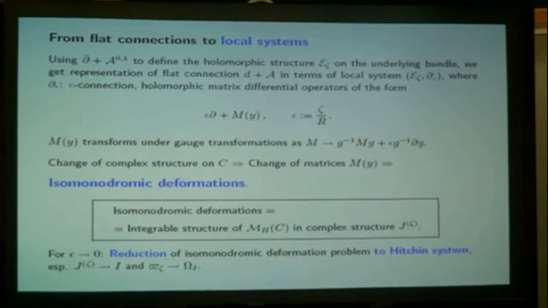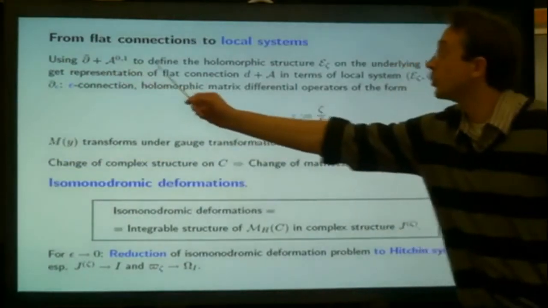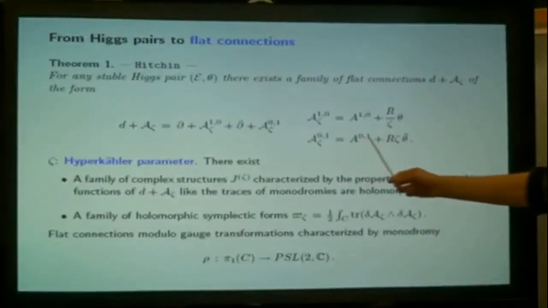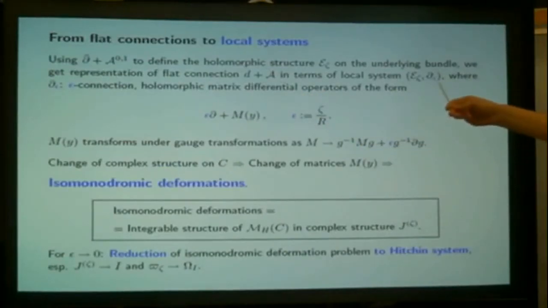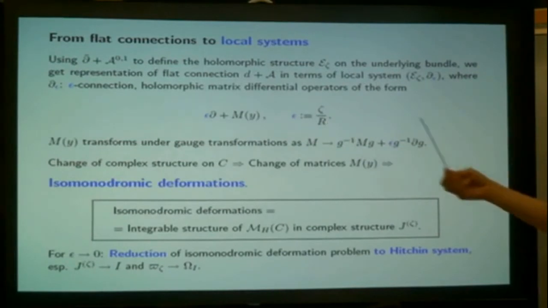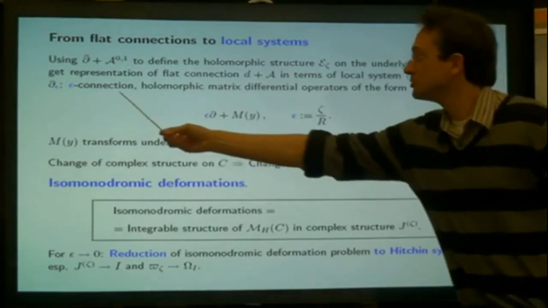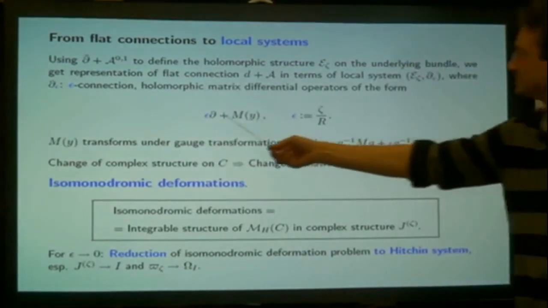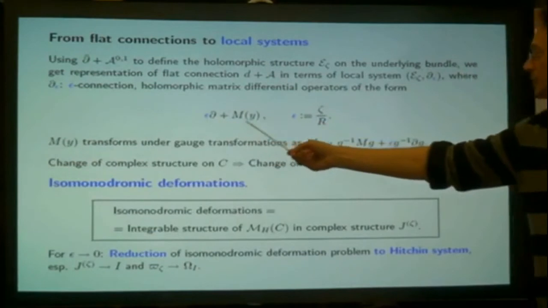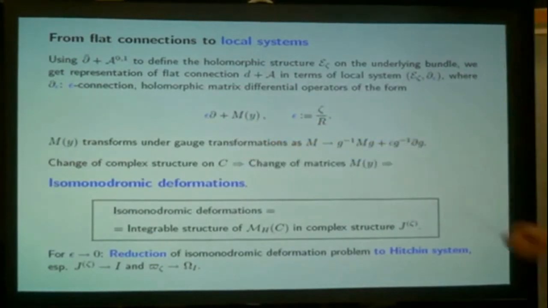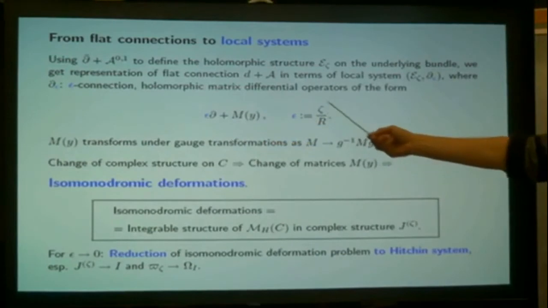Next step: from flat connections to local systems. We want a holomorphic description of the space. We can use del bar plus A^{0,1}, which is built out of the connection and the Higgs field, to define a new holomorphic structure called A_zeta on the underlying bundle. Then the flat connection is represented by the A^{1,0} part, or more conveniently we modify it slightly by introducing this fancy-looking epsilon connection, which locally is nothing but a holomorphic matrix differential operator of the form del plus m(y), where we introduce the parameter epsilon, and epsilon is related to the previous parameters in this way.